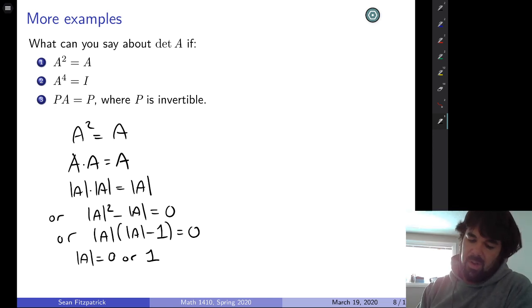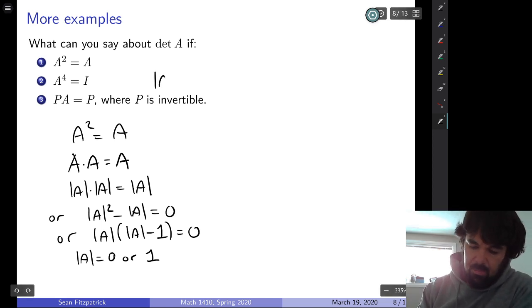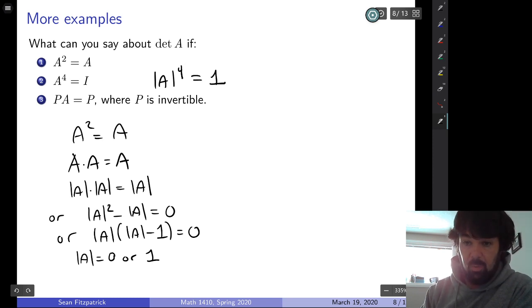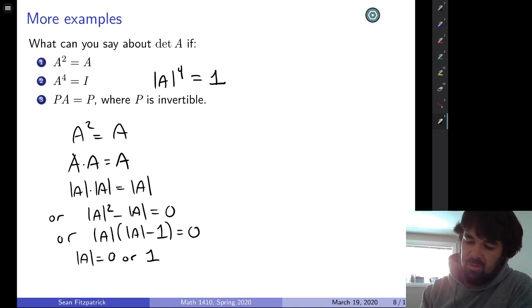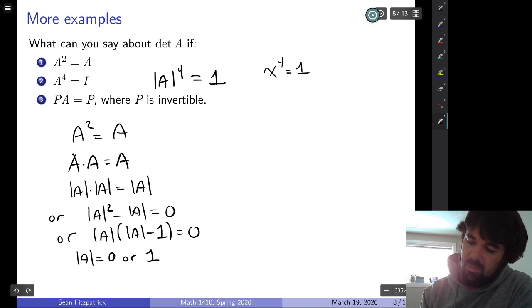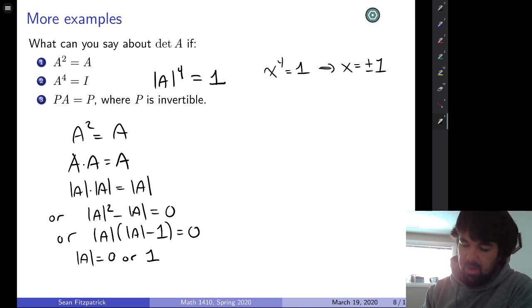A to the 4 equal to I. Well, that comes down to the determinant of A to the 4 being equal to the determinant of I. Determinant of I is 1. And so, if you think about trying to solve x to the 4 is equal to 1, there are two values that work. x could be plus 1 or minus 1. So the determinant there would have to be plus or minus 1.